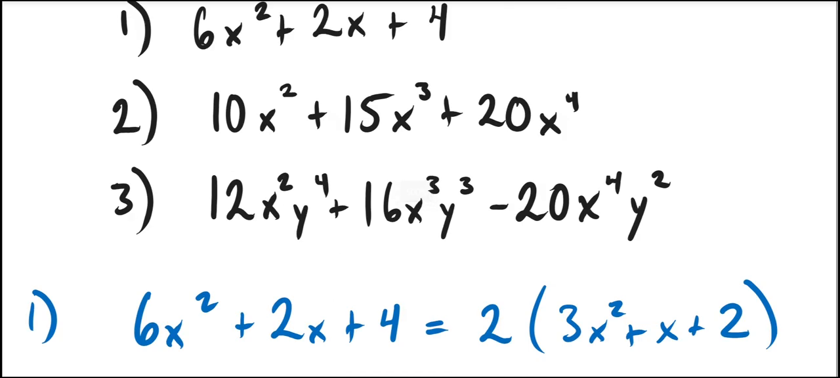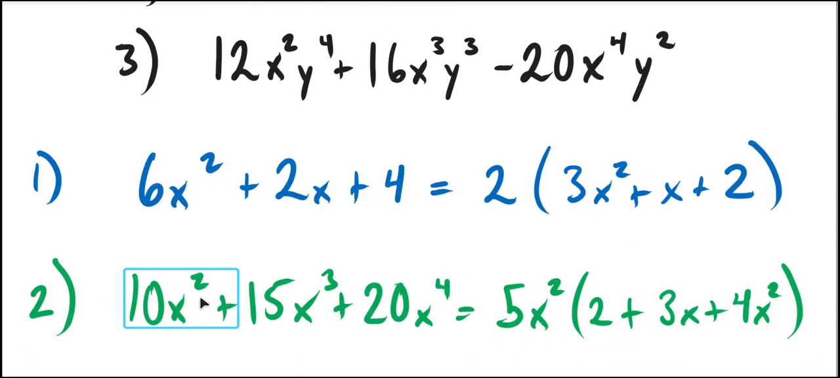So the first one says we have 6x squared plus 2x plus 4. I can't pull an x out of everything because this one is missing an x, but I can pull a 2 out of everything. So I divide 2 from 6x squared, I get 3x squared. I divide 2 from 2x, I get x, and I divide 2 from 4, I get 2. We write them as a product, and that's the end.